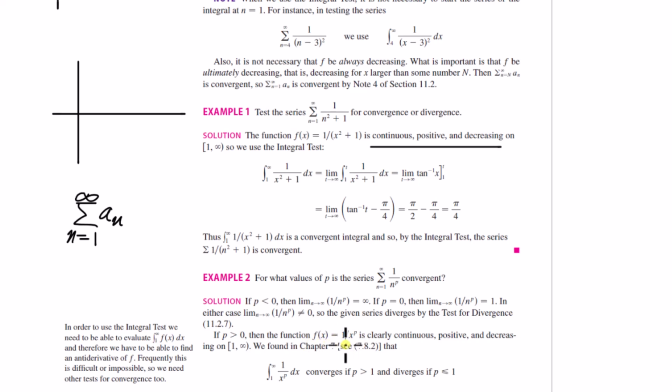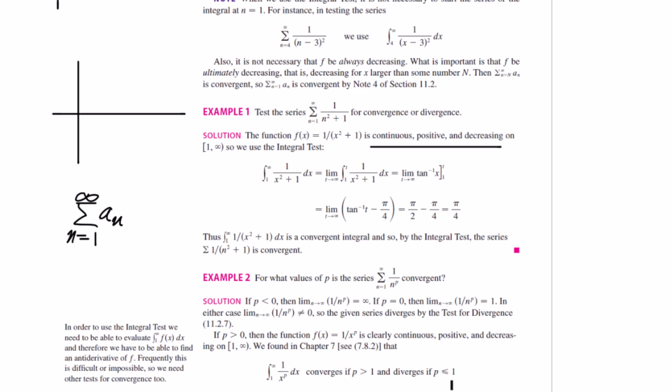Agreed? That's the first thing. You have to check, is this continuous, positive, and decreasing over the range of the series you're looking at, the entire range, or at least a portion of the range. For the entire range here, this is continuous, positive, and decreasing when p is greater than 0. Now, in chapter 7 on improper integrals, we analyzed this function from the improper integral standpoint, and we found that it converges if p is greater than 1 and diverges if p is less than or equal to 1. So for the case we're looking at, p greater than 1, this converges.